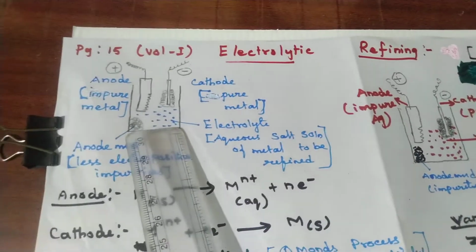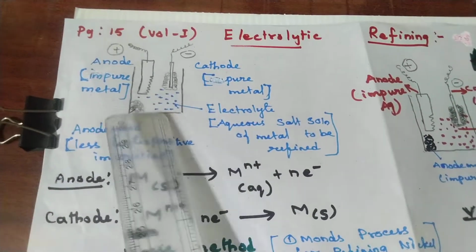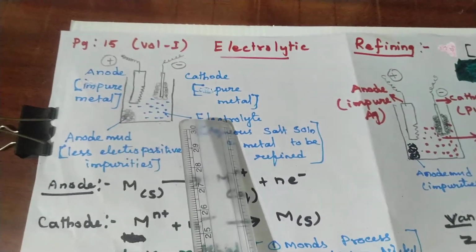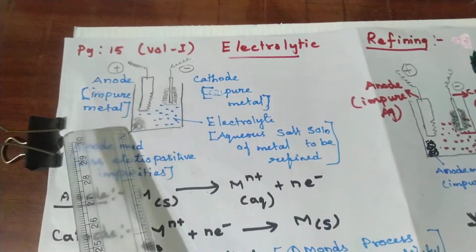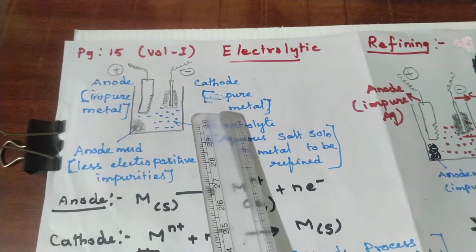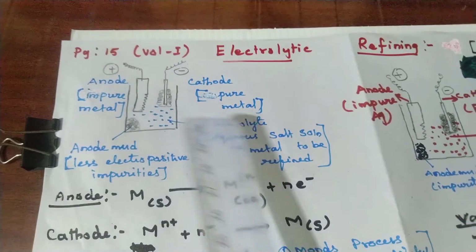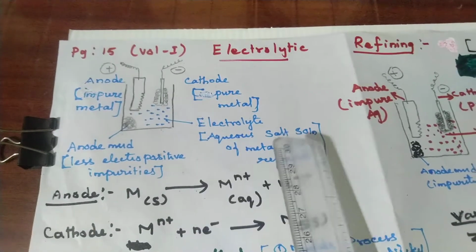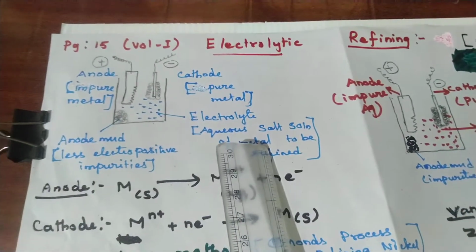Generally in an electrolysis process, the electrolytic cell contains an anode, a cathode and an electrolyte. Here the anode is made up of impure metal and the cathode is made up of pure metal, and the electrolytic solution is the aqueous salt solution of the metal to be refined.